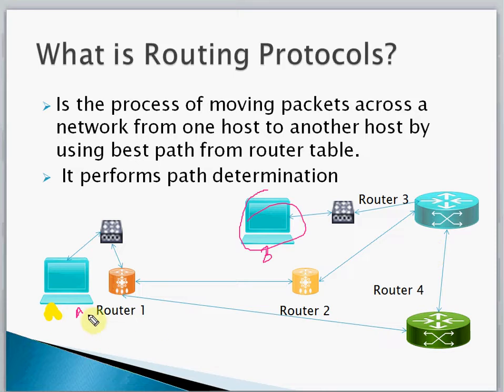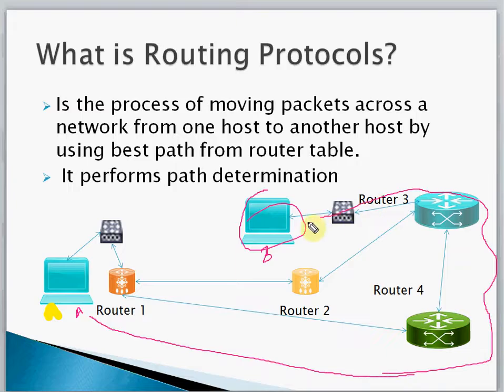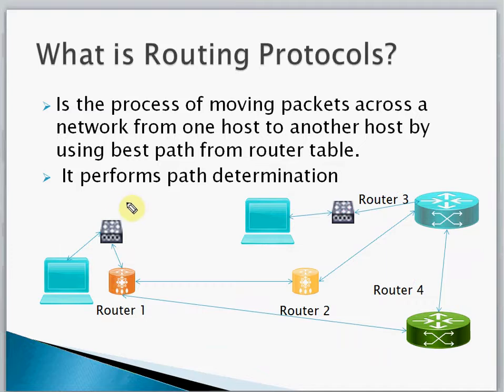So there are two paths here. This is one path. The packet can move from here like this, or it can go here or somewhere else, or directly we can come here like this. So we have two paths to move the packet. The router will decide which path the packet will take. The router will use its routing table and decide which is the best path to move the packet, the shortest path.